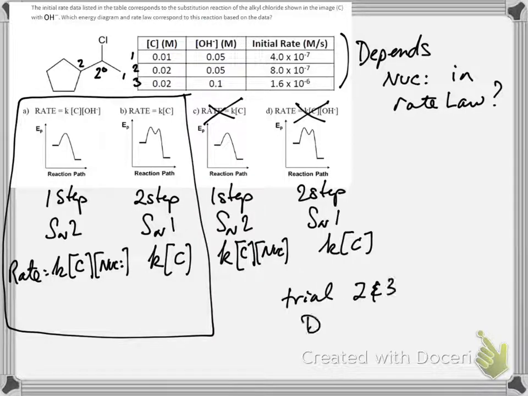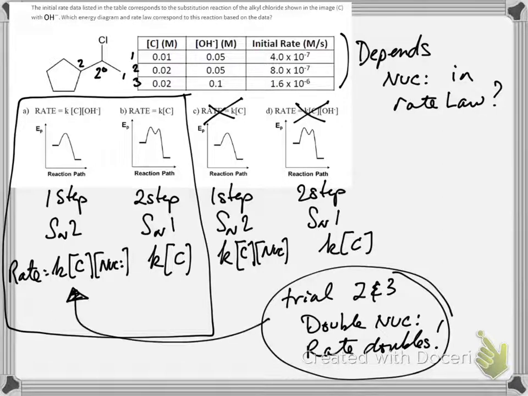So we look at trials 2 and 3. We double the amount of hydroxide in 2 and 3, holding C constant, and we look at the rate. The rate doubles, so therefore we have SN2, the nucleophile is in the rate law, and we would pick A.